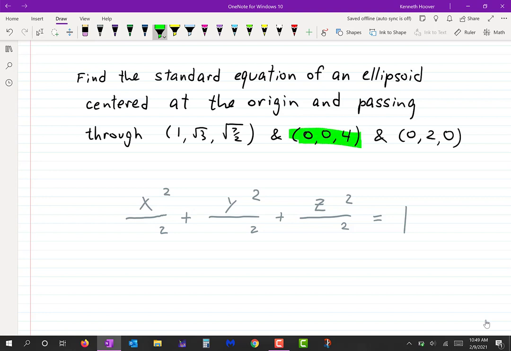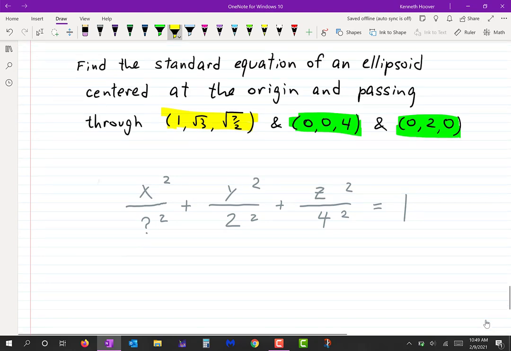These two are where I want to start, because notice that 0, 0, 4, that's a z-intercept, isn't it? That tells me that this number under the z-squared is going to be 4 squared. 0, 2, 0 is a y-intercept, so that tells me the number under y-squared is going to be 2 squared. The only number I don't know is this one. I will plug in that third point to find that number that I labeled with a question mark.